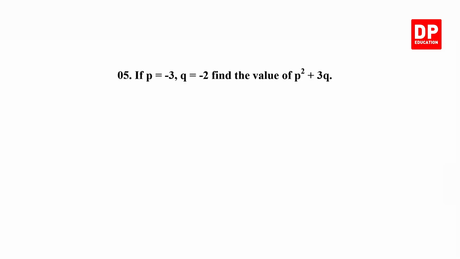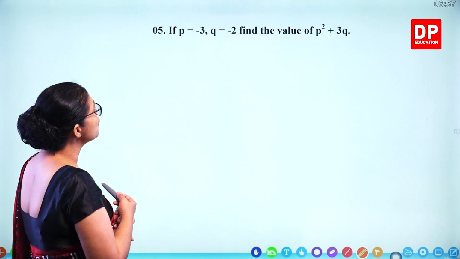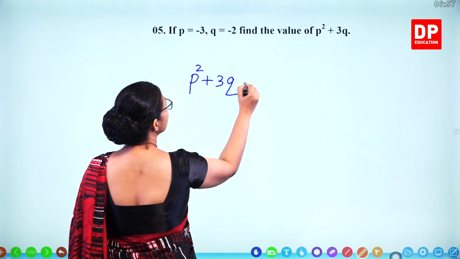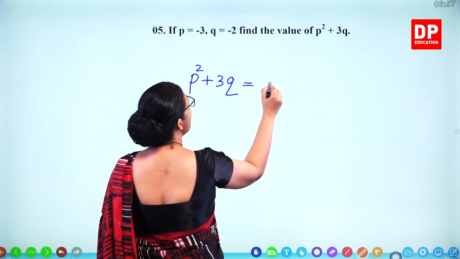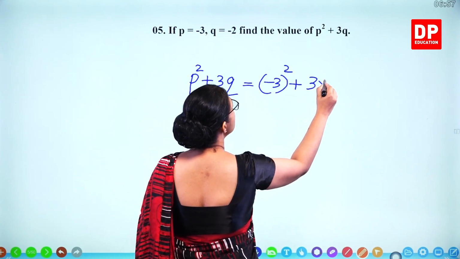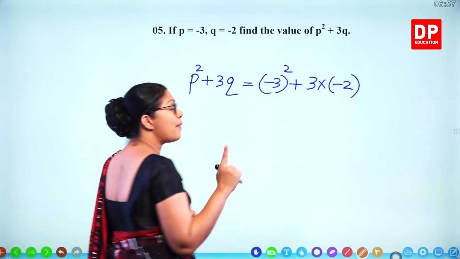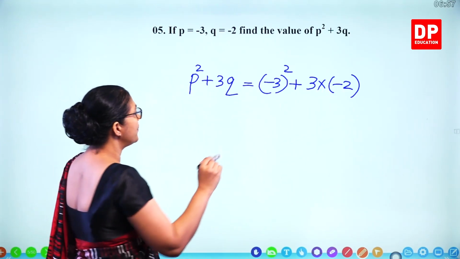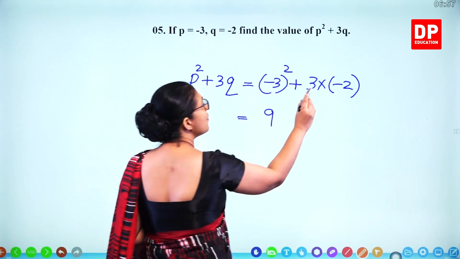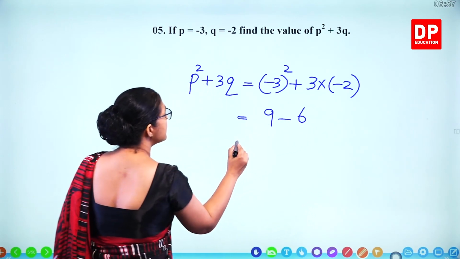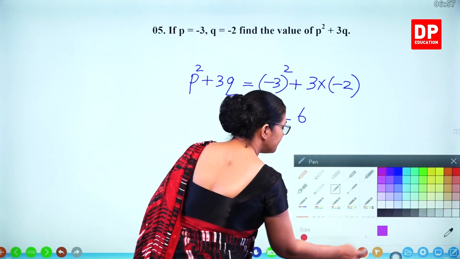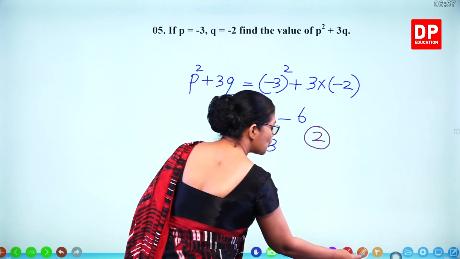Question number 5. If p equals minus 3 and q equals minus 2, find the value of p squared plus 3q. p squared is minus 3 squared. 3q is 3 times minus 2. Make sure that you put brackets when you get a negative value. Minus 3 times minus 3 is plus 9. 3 times minus 2 is minus 6. So you get 9 minus 6, 3. 2 marks for that.